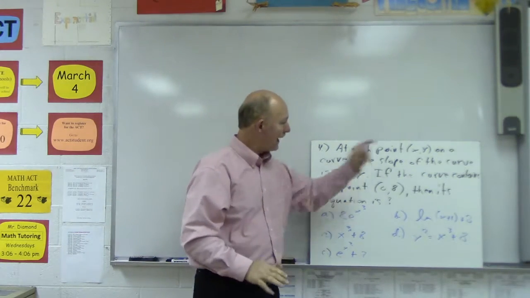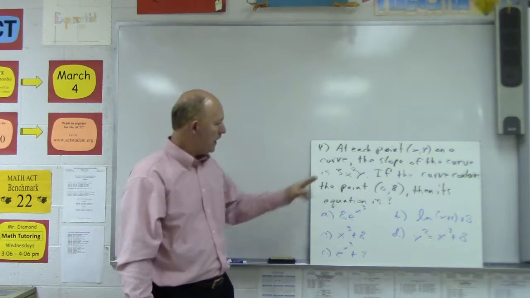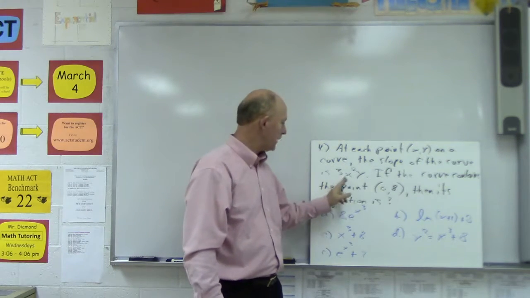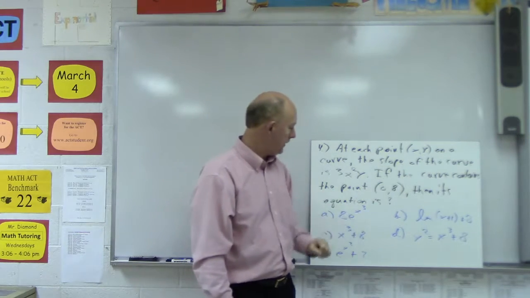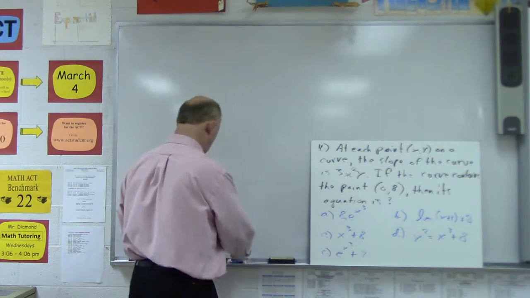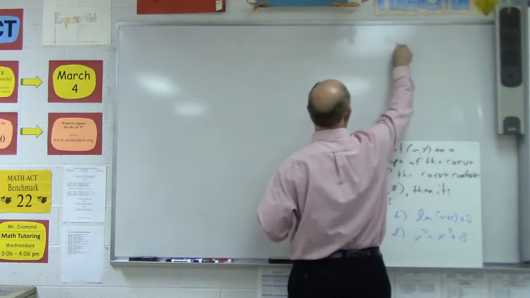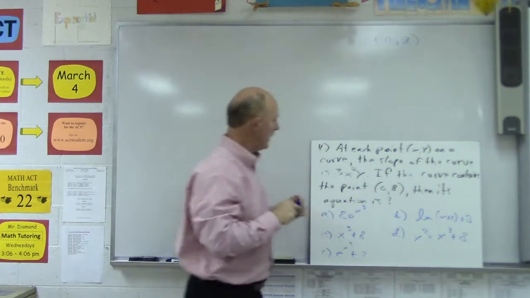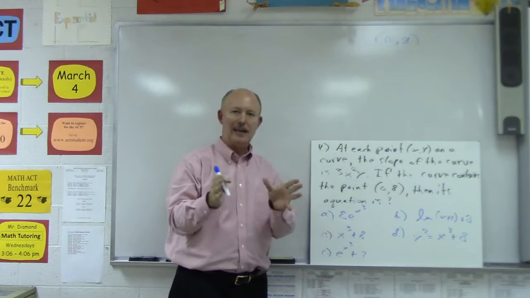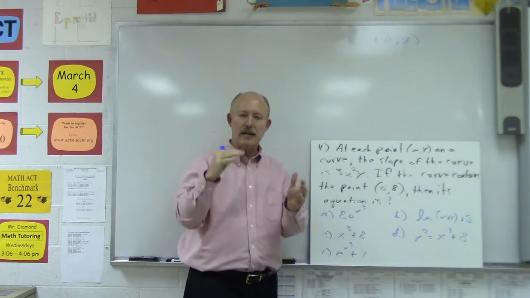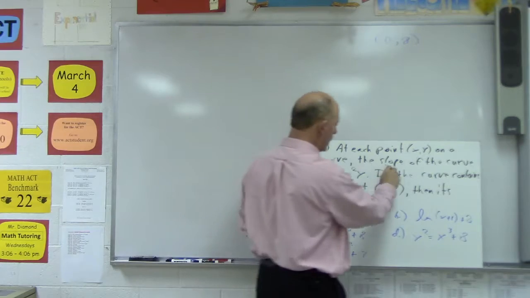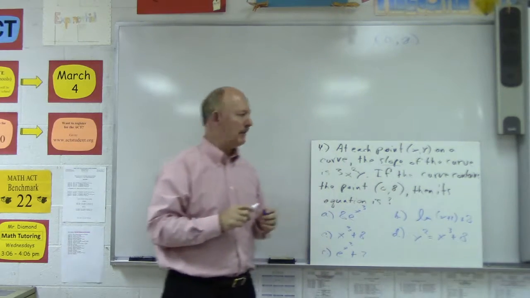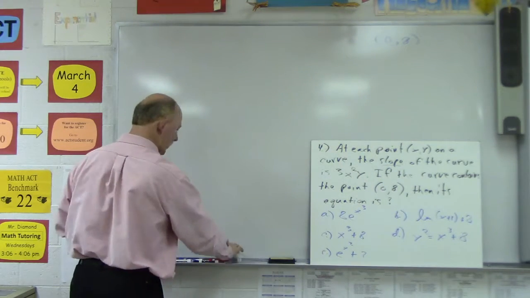It says at each point x, y on the curve, the slope of the curve is 3x squared y. If the curve contains the point 0, 8, then its equation is what? So they give us the point 0, 8. I'm going to list this up here. They don't describe it as dy over dx equals whatever, but they do tell us that the slope of the curve, now slope is your derivative, so as we set this up, we're going to set up our differential equation.